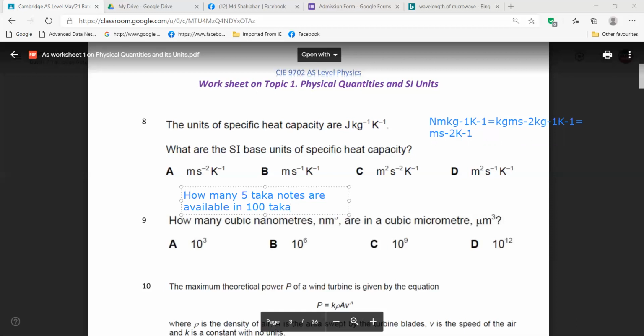Sir, is the answer 10 to the power 9? Yes, 10 to the power 9. So you got it right. Is it clear now? Let me write it down. Yes, sir, it's clear. So how did you get it?